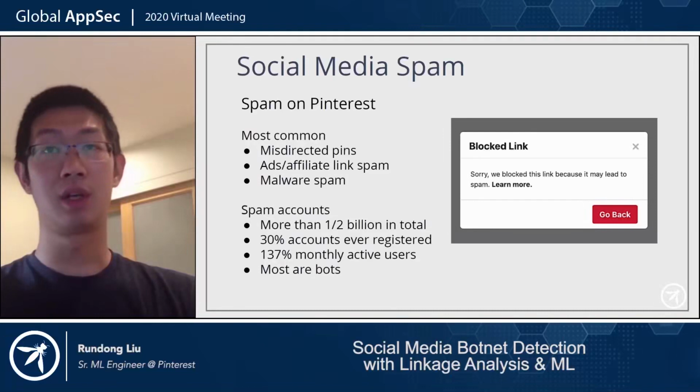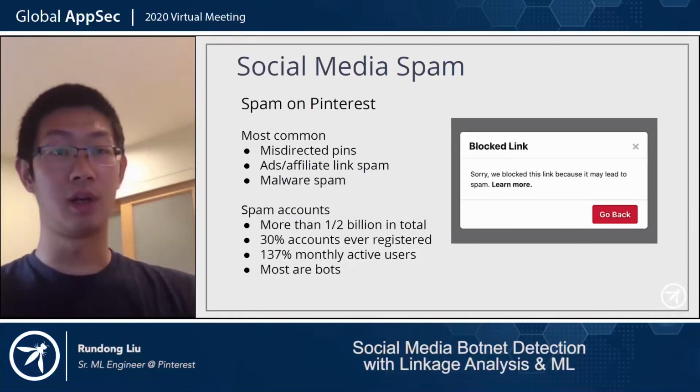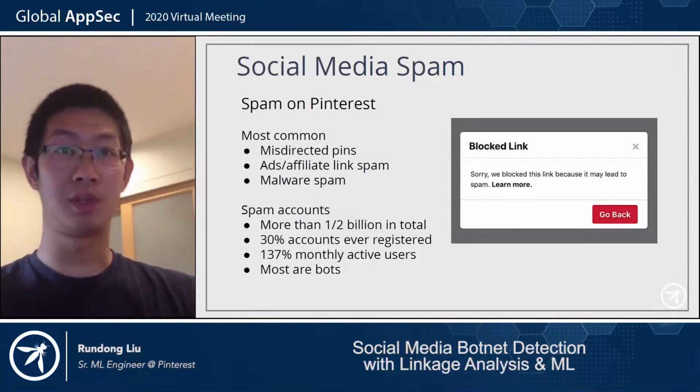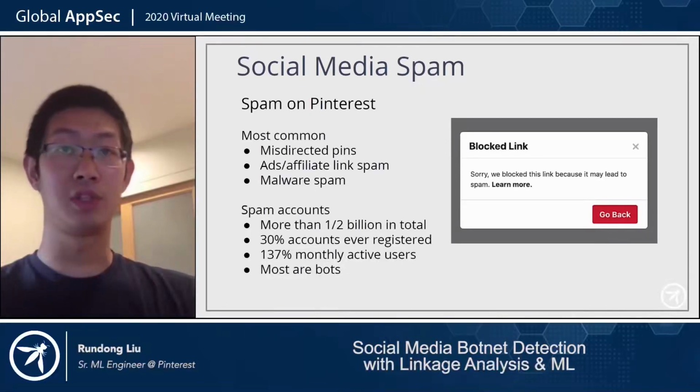But this model also gives spammers a proxy for link spamming. The most common types of spam we are observing are from misdirected pins, which means spammers will copy and paste the legitimate user's content, change the landing page to a spammy link, then redistribute it. Lots of link spamming is around ads and affiliate links or malware links. On the right side, you can see the alert box we usually show to users when we detect a spam domain or link underneath the pin.